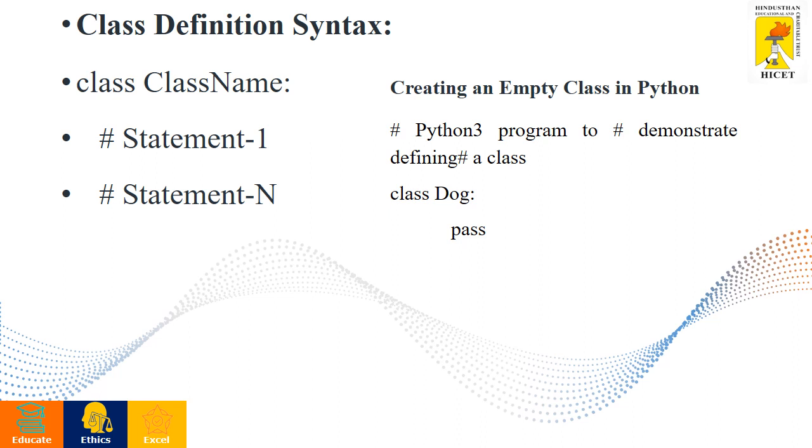Creating a class: class name, colon, statement 1, statement 2, like that any number of statements we can give under the class. For example, here the class is Dog, but it is an empty class, so the keyword pass is given. It creates an empty class Dog.